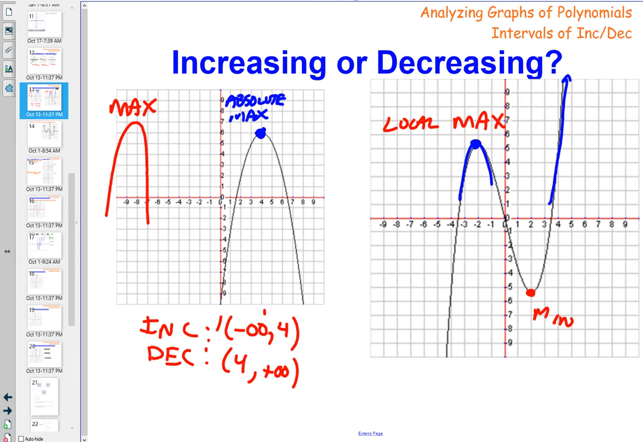Down here, since I'm going from decreasing to increasing, that is a minimum value. It's considered to be a minimum. But is there anywhere else on that graph that is lower? Yeah, there is over here. This part over here is below that. This would also be.